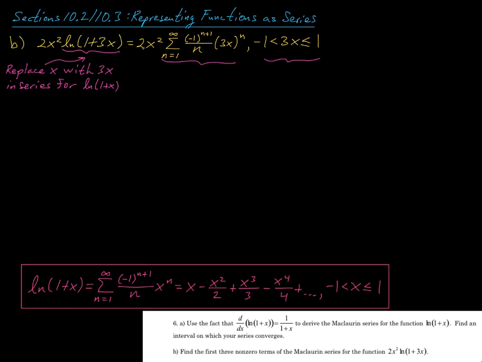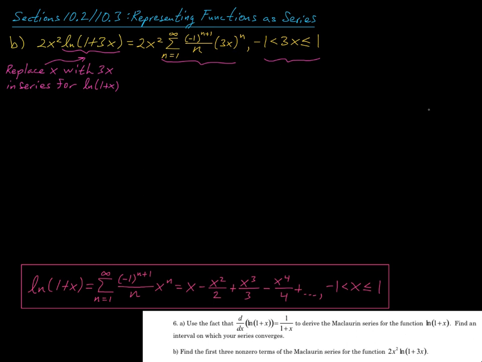So I have my 2x squared, and then it's multiplying this series representation for the natural log of 1 plus 3x, and note that in this expression that I'm summing, I've replaced x with 3x. So now I have 3x all to the n. Also, since I'm replacing x with 3x, I also have to make an adjustment for the interval of convergence. So here, instead of x being strictly greater than -1 and less than or equal to 1, I now have that 3x is strictly greater than -1 and less than or equal to 1.